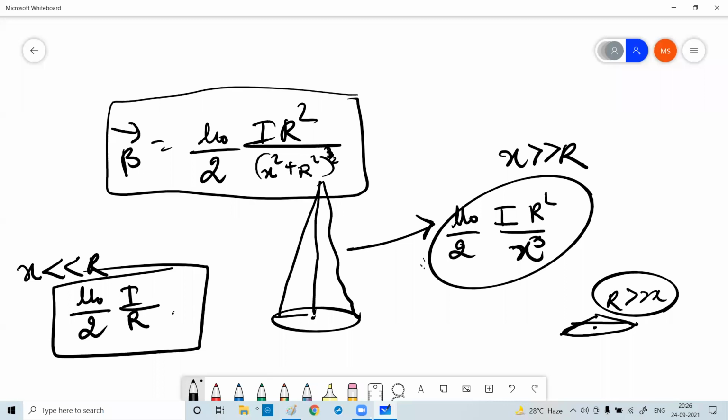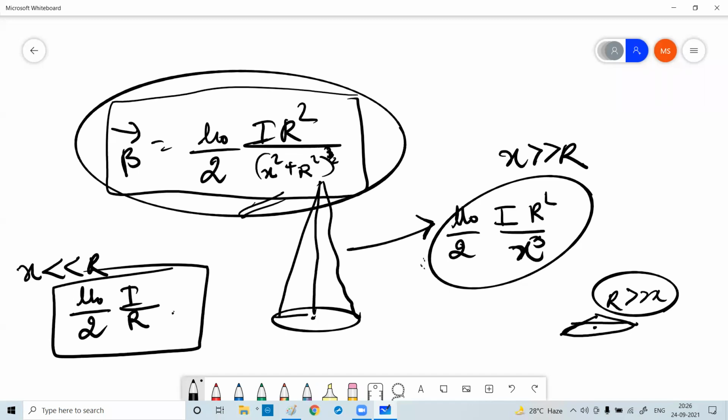So it depends on the formula which one you are going to use. The general formula is this one. This is your actual formula. But the question will be given, consider the distance x is very, very larger than r. On that basis, your formula will change and you can easily find your answer. Is it clear?